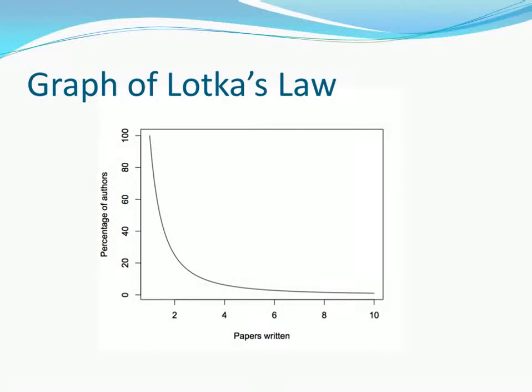Here is a graph representation of the chart previously explained. As you can see, the x-axis represents the papers written, while the y-axis represents the percentage of authors. And as the x-axis increases, the y-axis will further decrease.